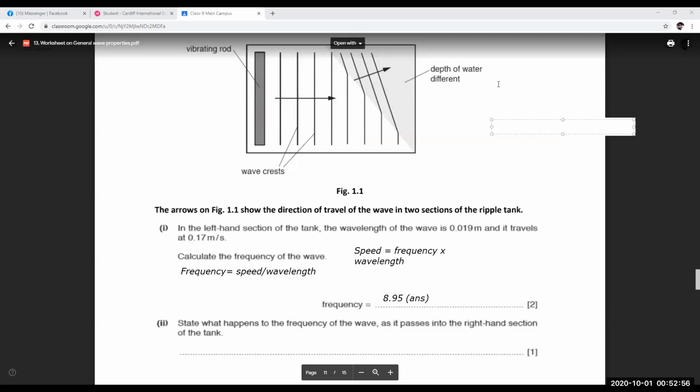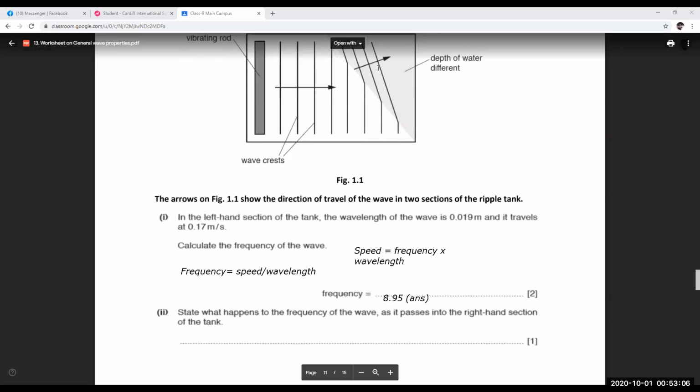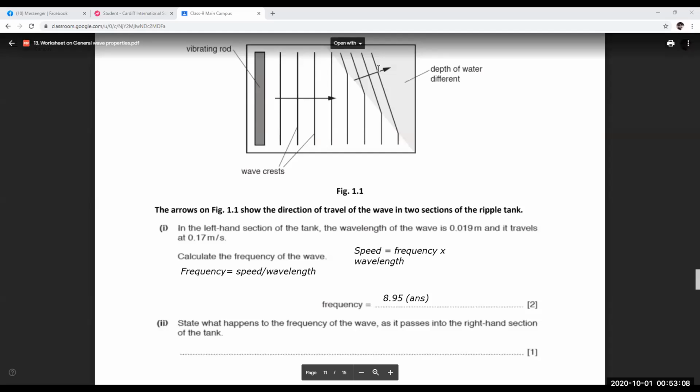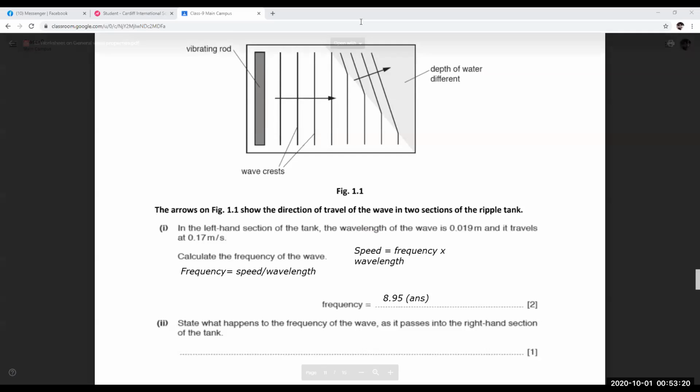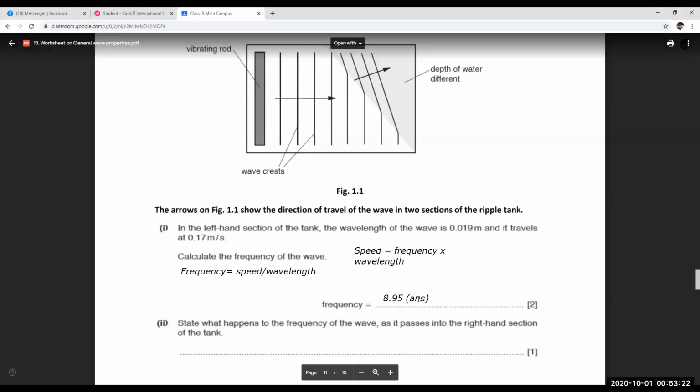Look here, the frequency is coming 8.95 hertz. You should give the unit, that is hertz. Yes, H is capital and Z is small. Are you writing the unit, Shivanto? Beside your answer, you write hertz. Okay, sir.